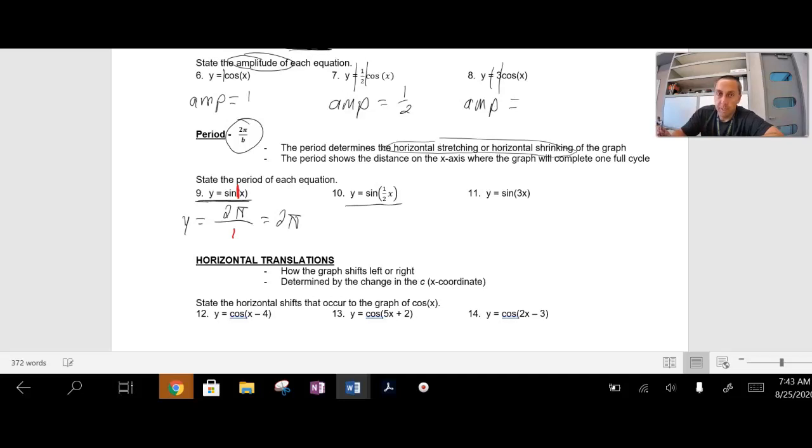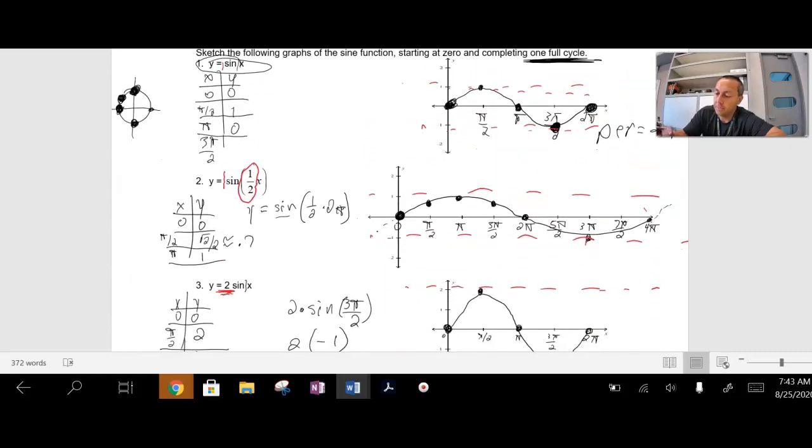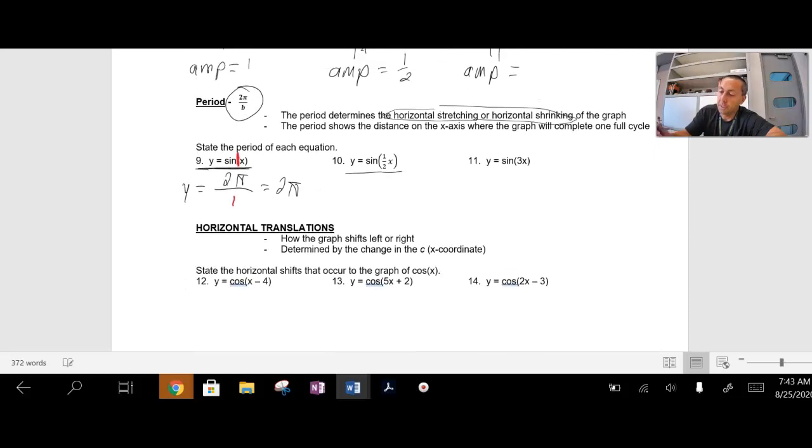We did this one on the front page. This was number 2 on the front page. If you remember the period in number 2, we can look at it. This is the problem we're doing now on the second page. It took us 4 pi to complete a full cycle. So that's what this little formula should give us. Our period should be 2 pi divided by b, where b is the coefficient of your x, which in this case is a half. Divide those, we get our 4 pi like we know.